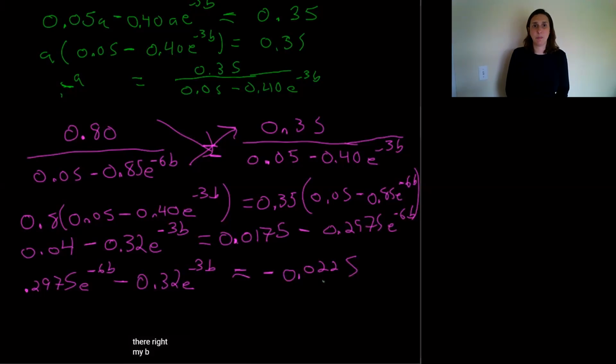I'm getting closer. I've got my B up there, right? My B is separated, and I need to find a way of getting my B all on its own. Which means we're going to have to dive into our rules of exponents and logarithms.